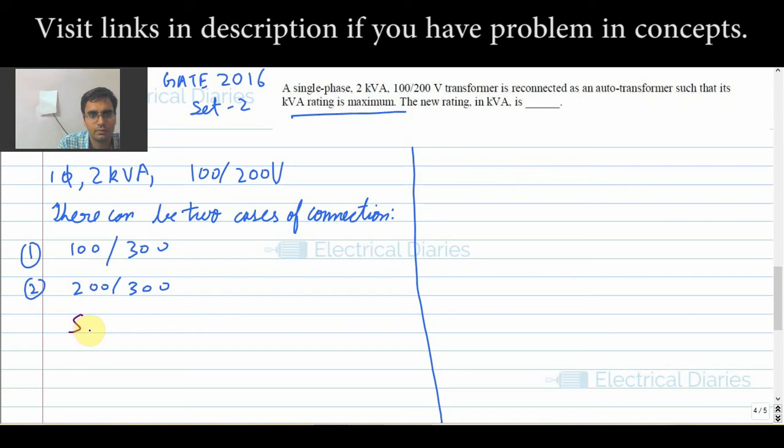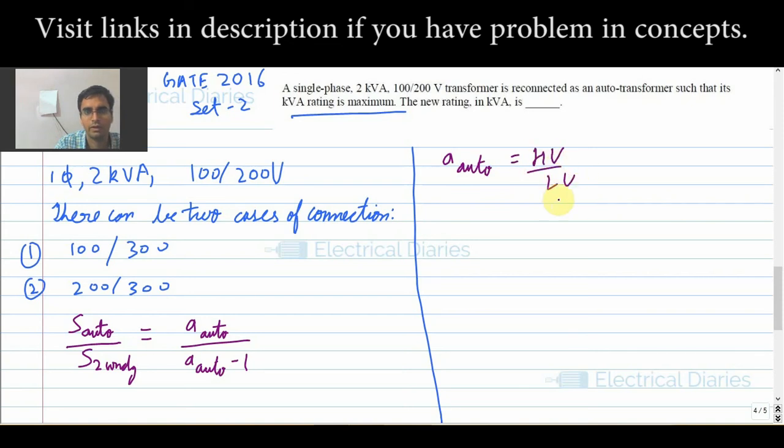So S will be equal to S2 winding. This is the formula. I think you should remember this formula: S auto upon S2 winding is equal to A auto upon A auto minus 1. Now always one thing you have to remember, that A auto is high voltage winding upon low voltage winding, always, whether it is NHV or voltages. So you have to keep it in this fashion only, always.